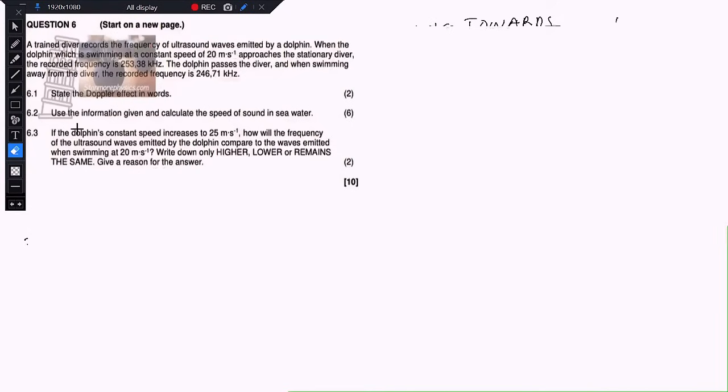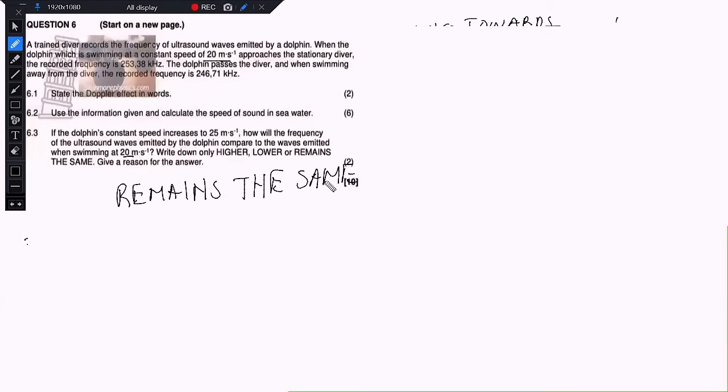Then 6.3: if the dolphin's constant speed increases to 25 meters per second instead of 20, how will the frequency of the ultrasound waves emitted by the dolphin compare to the waves emitted when swimming at 20 meters per second? Write down only higher, lower, or remains the same. Give a reason for the answer. Now, obviously, for this question, we should say it remains the same.